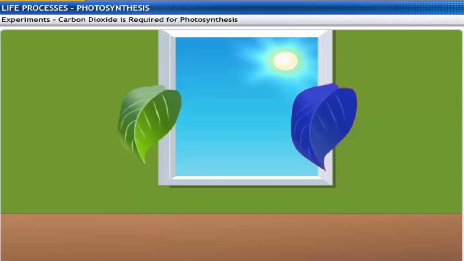The leaf which was exposed to air turns blue-black. This shows that starch was formed by the process of photosynthesis using carbon dioxide in the bell jar. The leaf from the plant that had potassium hydroxide in the bell jar does not become blue-black. This means photosynthesis did not take place. This was due to the absence of carbon dioxide in the bell jar. This proves that photosynthesis cannot take place without carbon dioxide.